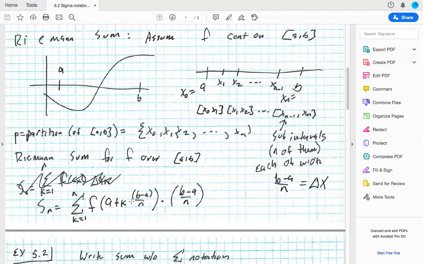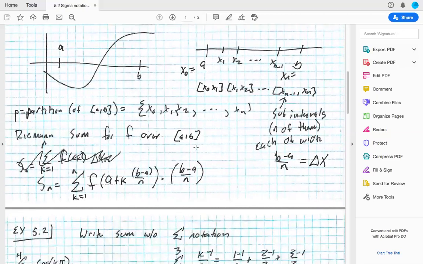So this is the height. This is the width. We're adding, this is just shorthand. We're adding up a bunch of rectangles, just like we did in the last class, but just a little bit differently. So that's the Riemann sum. And this is going to be the big thing on Friday. We talk about the Riemann sum.